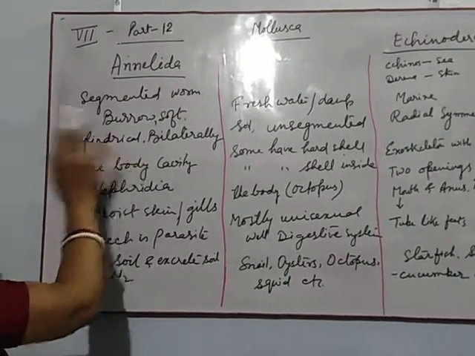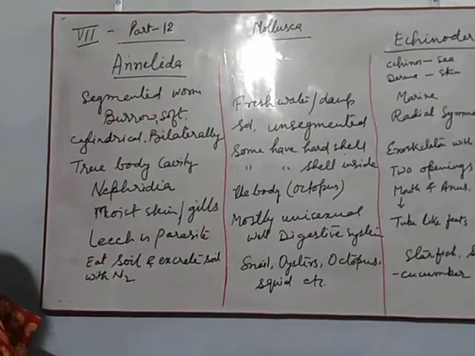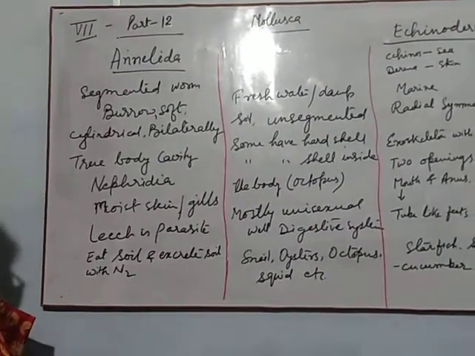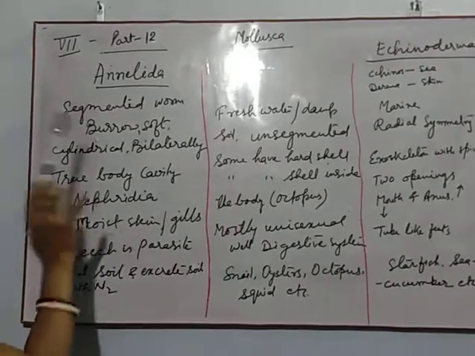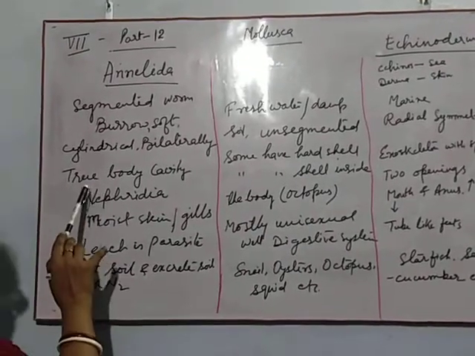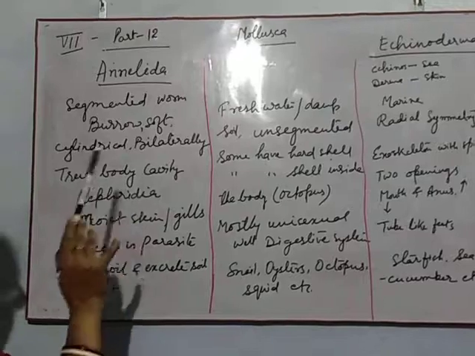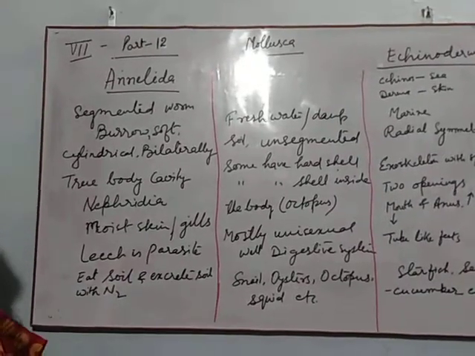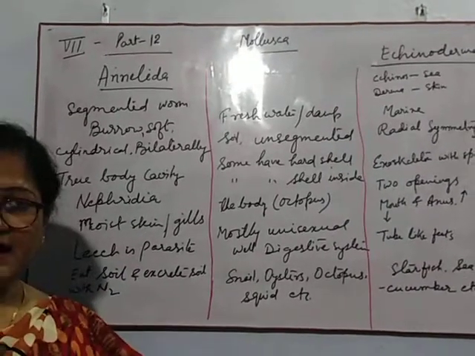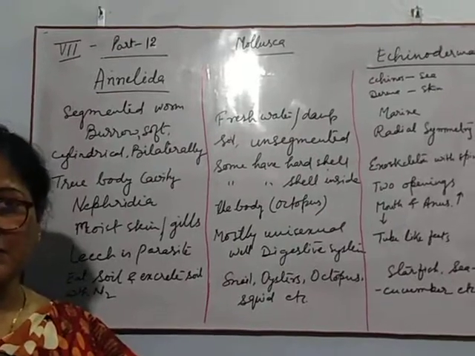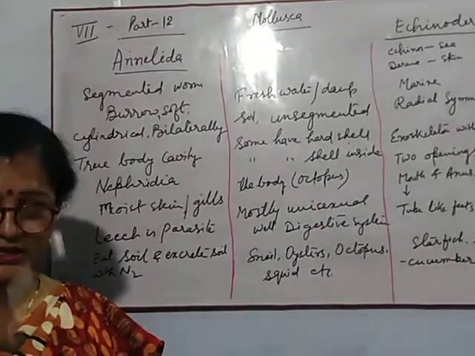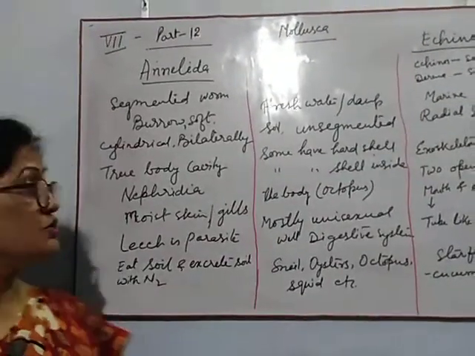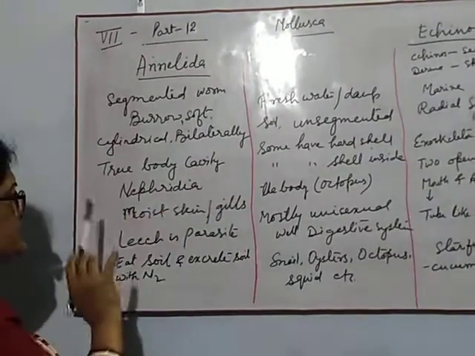They live in burrows. That means they go deep into the soil and make their burrow and live there. Next point. They have a true body cavity. True body cavity means they have one body cavity, an outer part, and in the inner part they have different organ systems in their body.